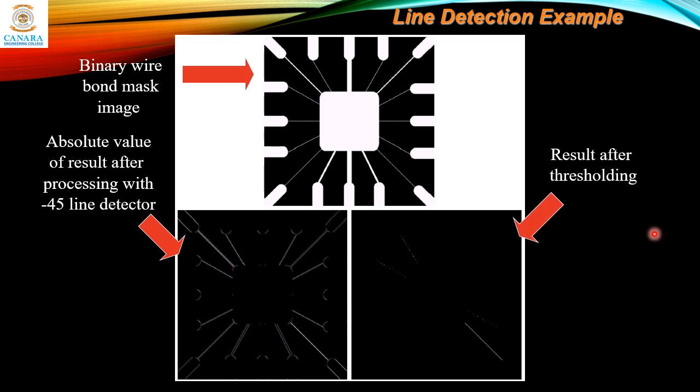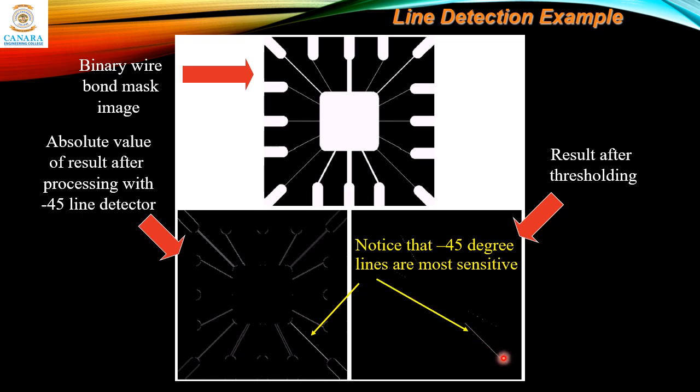And similarly, if you perform thresholding on the image that we have obtained after performing filtering using the -45-degree line detector, you can see the strong response to this line, which is 45-degree, and you can also spot this line and this one. Okay, so the remaining lines don't have a stronger response and are undetected or undetectable after performing thresholding.